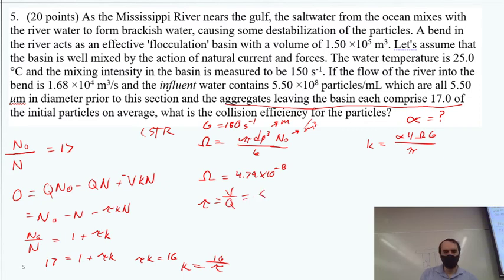Which turns out to be just under 9 seconds. And given all of those pieces, we can say that K is 1.79 per second. And from there, we can finally put in the numbers that we have and solve for our collision efficiency, and that is 0.196 as our final answer.